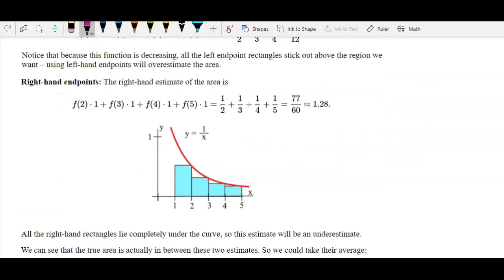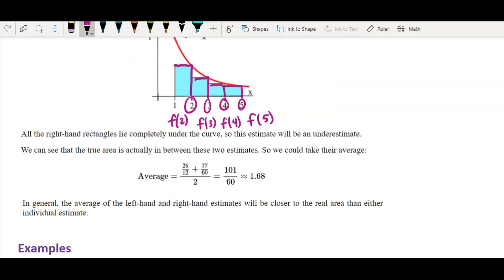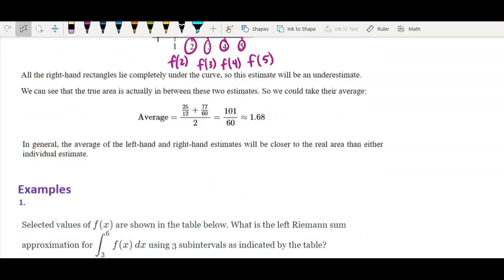The right-hand endpoints work very similarly. Again, we have 4 subintervals between 1 and 5, so our width is equal to 1. This time we're going to find the height at the right side of each rectangle. So f of 2 will be the height of our first rectangle, f of 3 the height of our second, f of 4 the height of our third, and f of 5 the height of our fourth. And then it's all worked out here for you to look through.